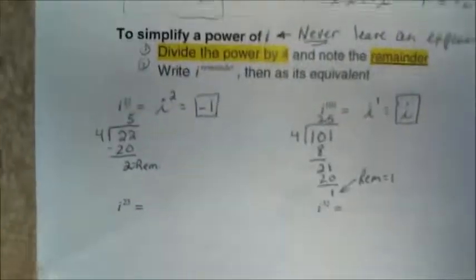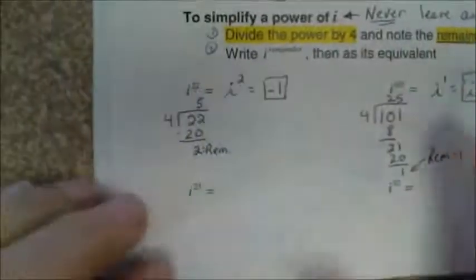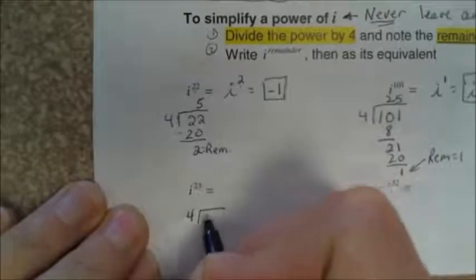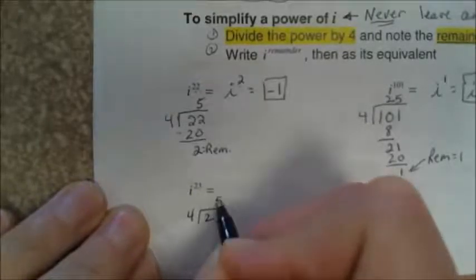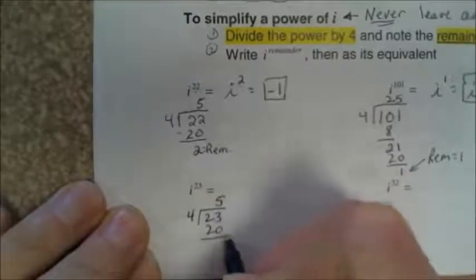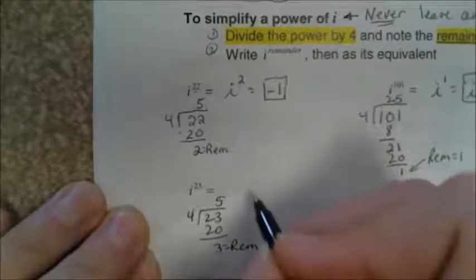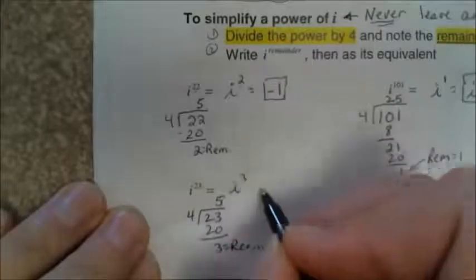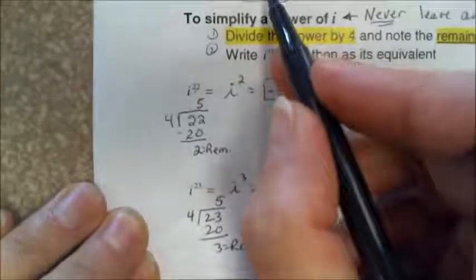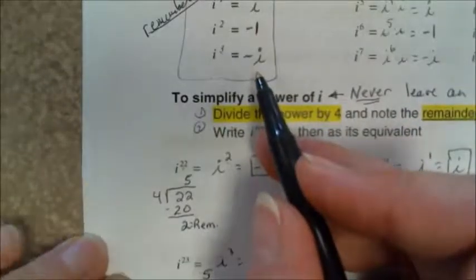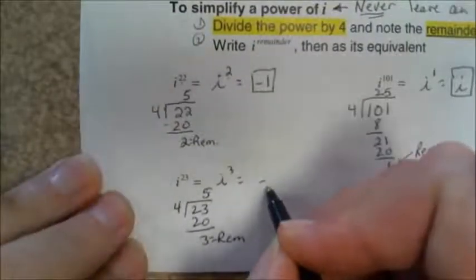I to the 23rd. How many times does 4 go into 23? 4 times 5 is 20. You get a remainder of 3. So I to the 23rd is equal to I to the 3, and I to the 3 up here on this chart is equal to -I.